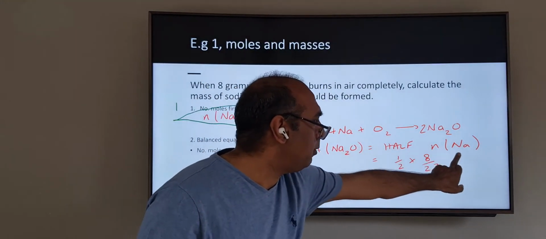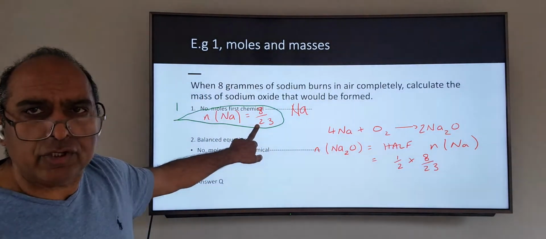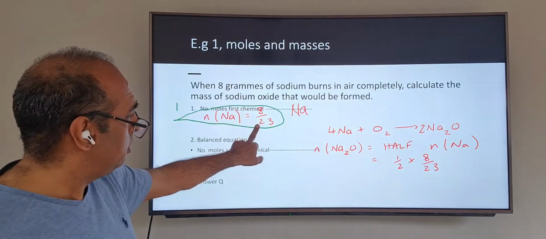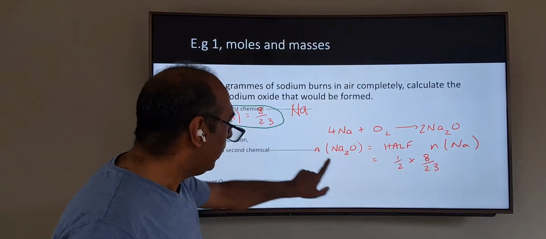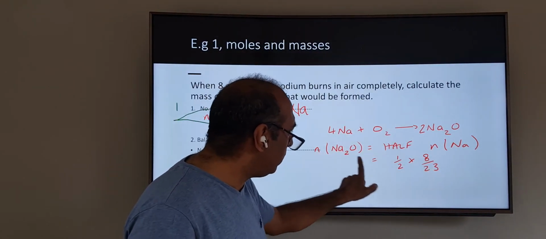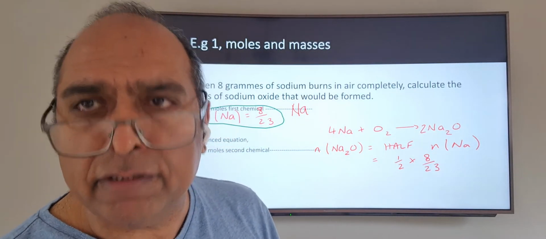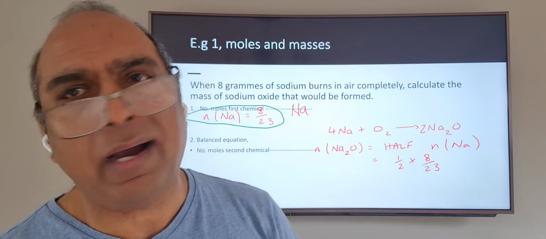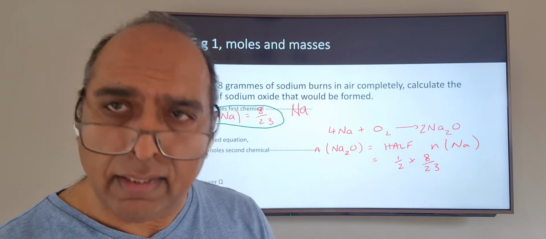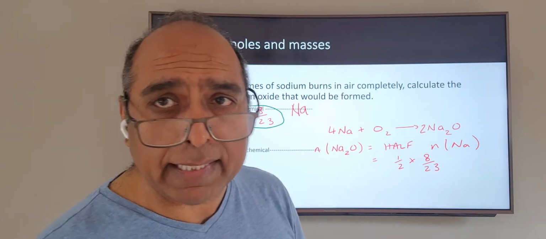half the number of moles of sodium, well, that was the number of moles of sodium, 8 over 23. And now the number of moles of the sodium oxide is a half of that. Half of 8 divided by 23. And again, I don't do the calculations. I leave the calculation to my calculator at the end.